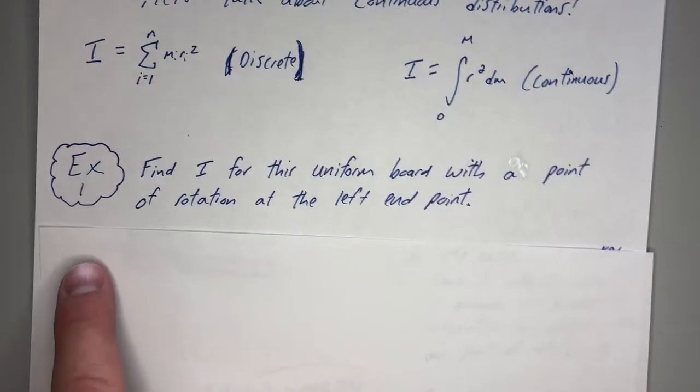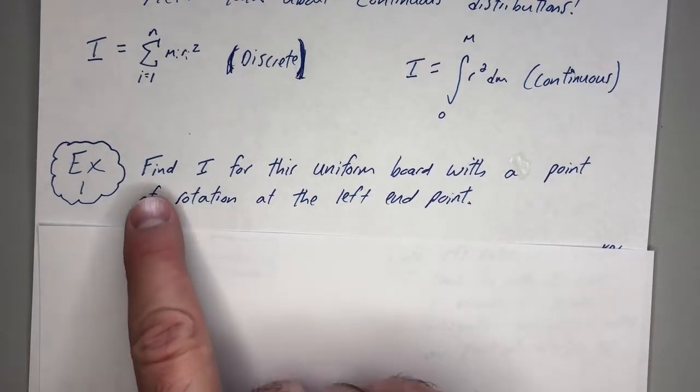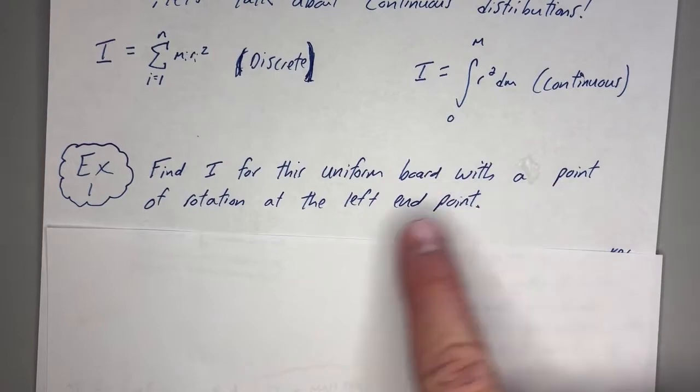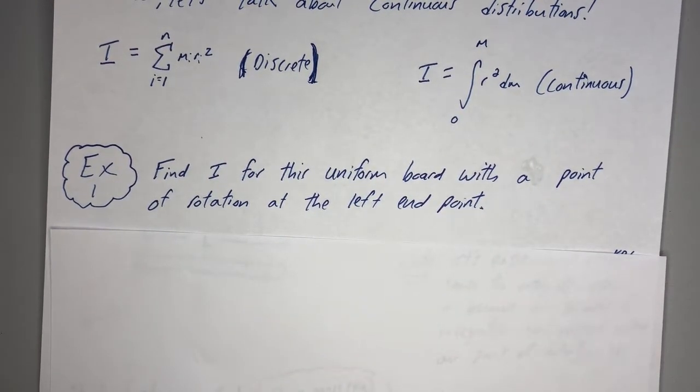All right, so here's the question. Example 1: find the moment of inertia for this uniform board with a point of rotation at the left endpoint. Because remember, moment of inertia depends on the mass of your system, but it also depends on where the point of rotation is, because that affects your r value.